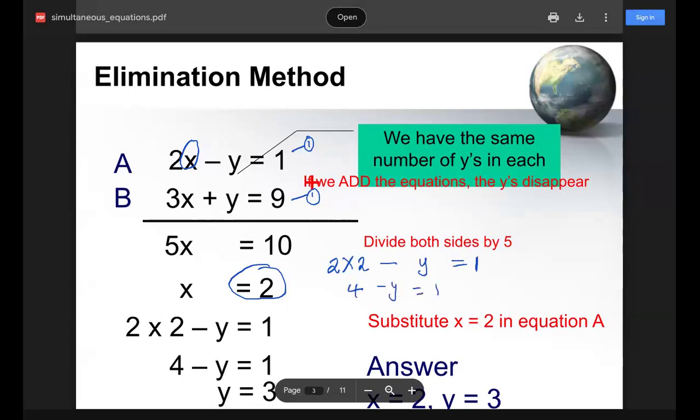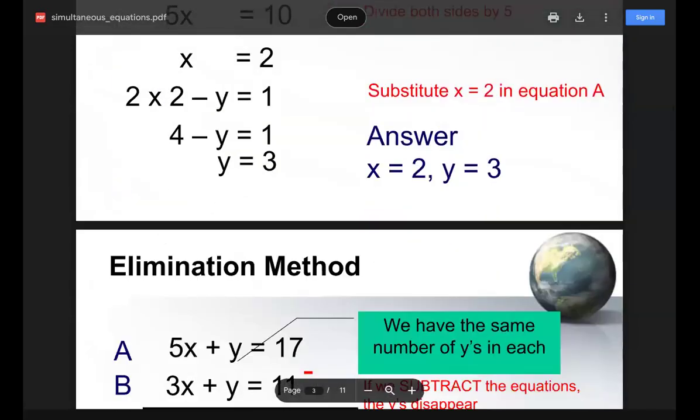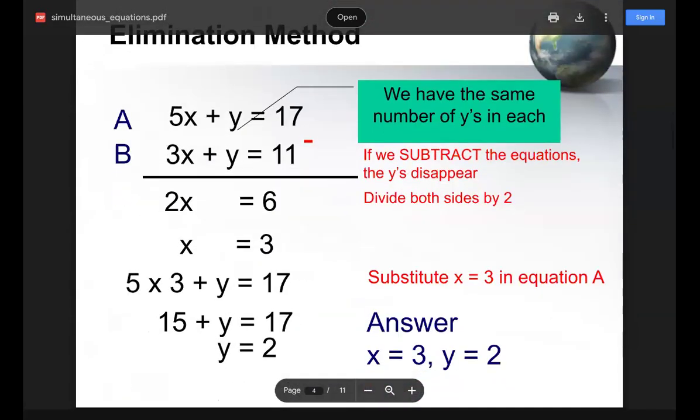Then you take away 4 from both sides. That gives you minus y equals minus 3. Then the negative signs cancel, so y is equal to 3. That's it. Can you see? X is 2, y is 3. That's the simplest one. You can just pause it and have a go. That's the answer.